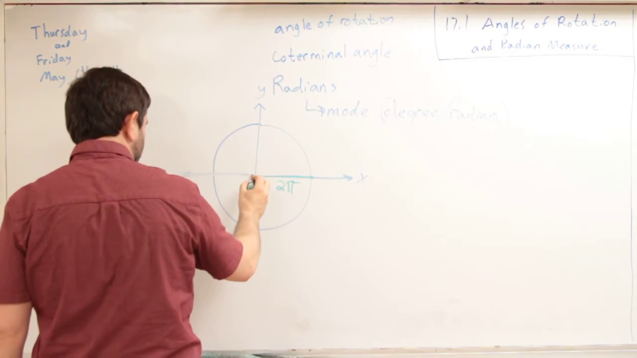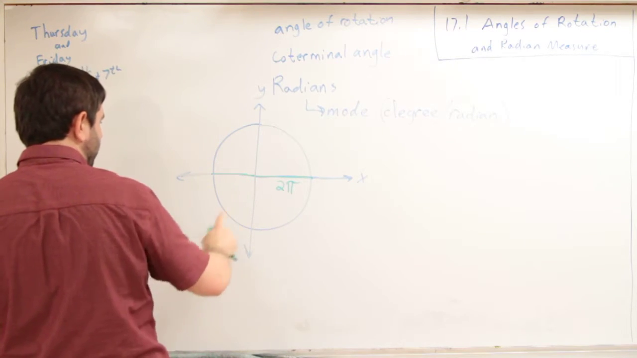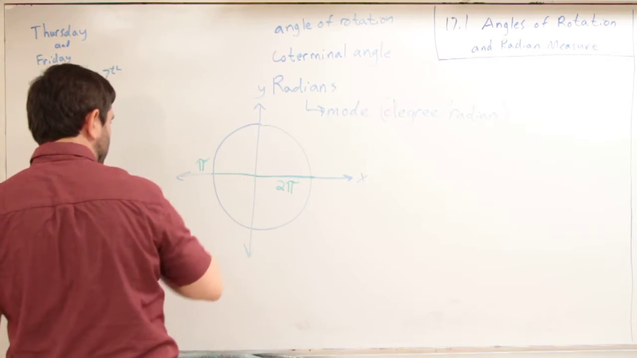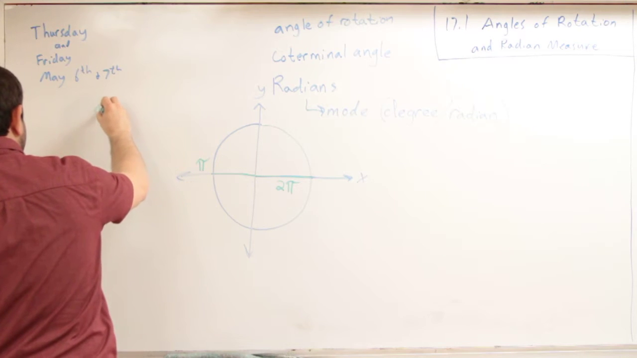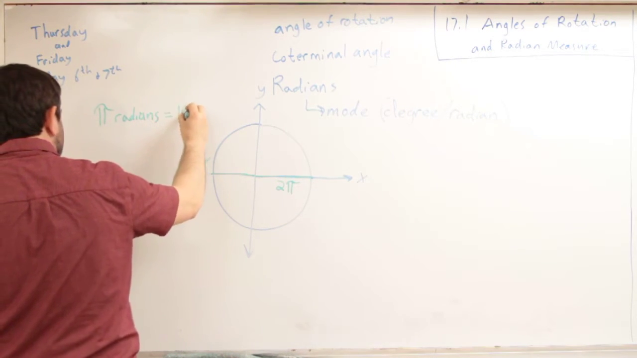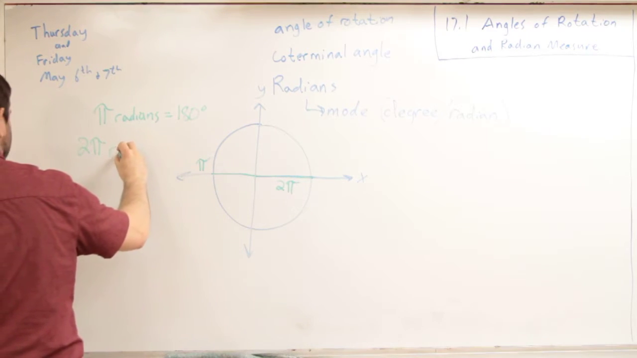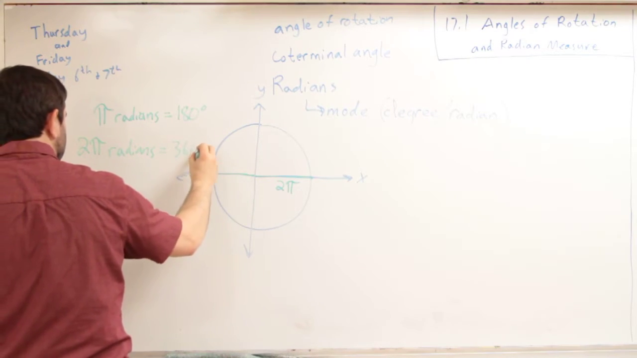How many would fit in half of a circle? Well, half of a circle, half of 2 pi, would be just pi. So pi radians equals 180 degrees. 2 pi radians equals 360 degrees.